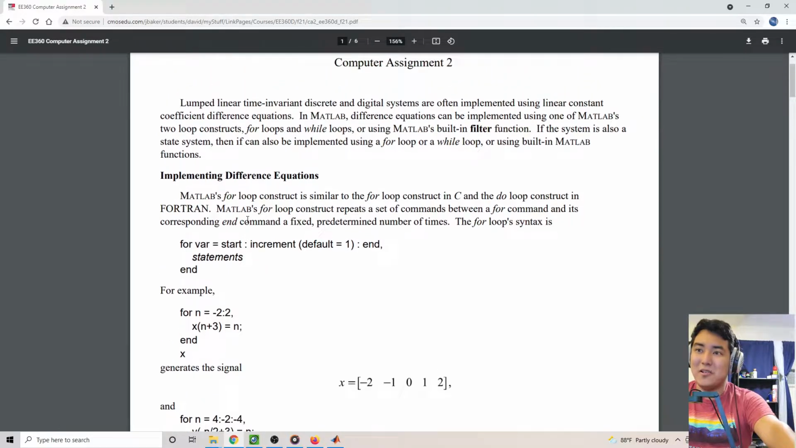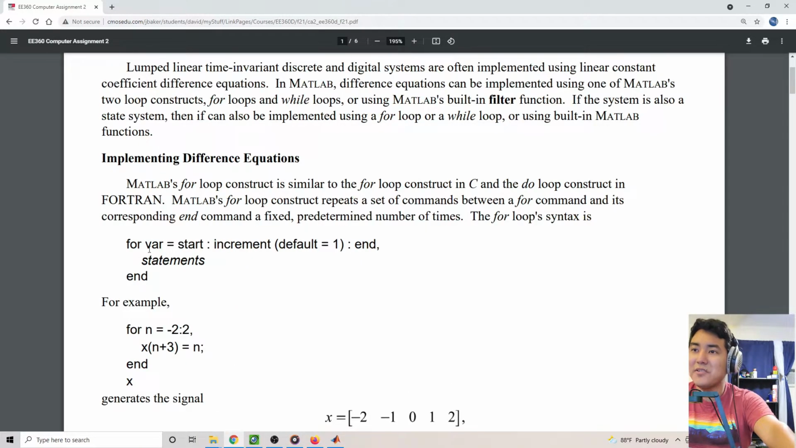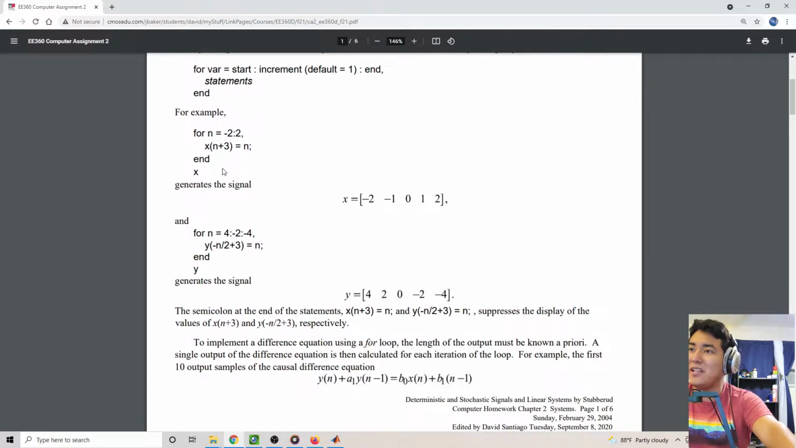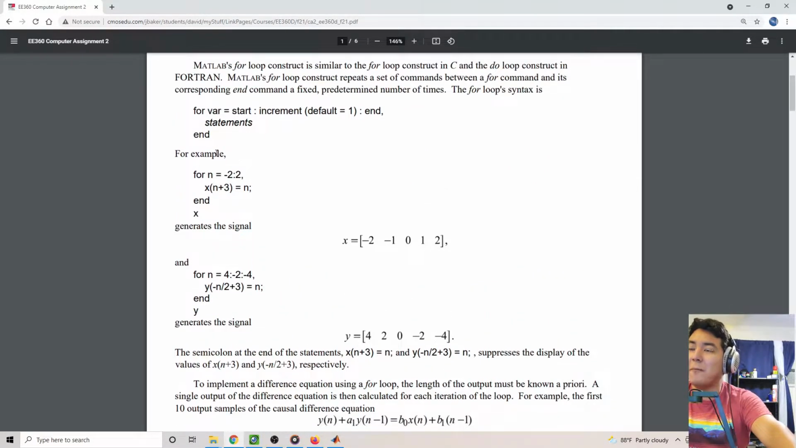Implementing difference equations. So we're going to start doing some practical stuff. We're going to see some cool stuff, and I'll be showing you how to implement this in MATLAB. So we're going to go step by step. For those who are kind of scared of MATLAB, don't worry, I'll help you. If you go over this introduction, it'll show you how to make statements. If you wanted to know how to implement a for loop, it gives you an example, and then it generates a signal. If you don't believe me, just copy this.